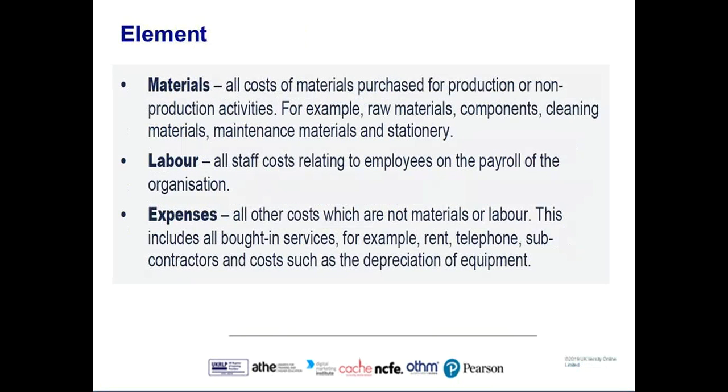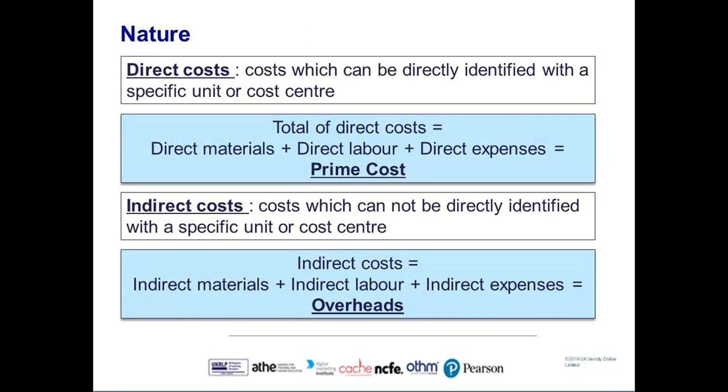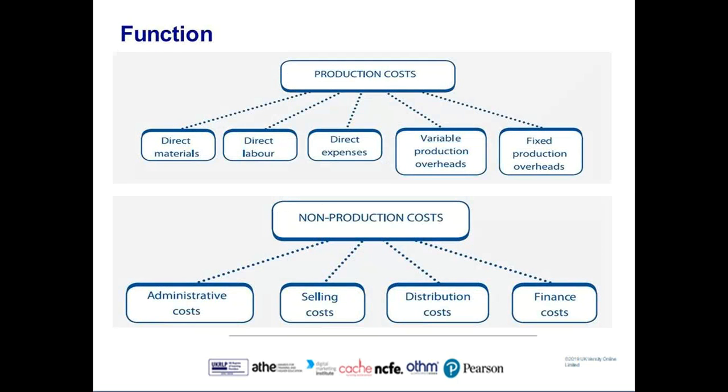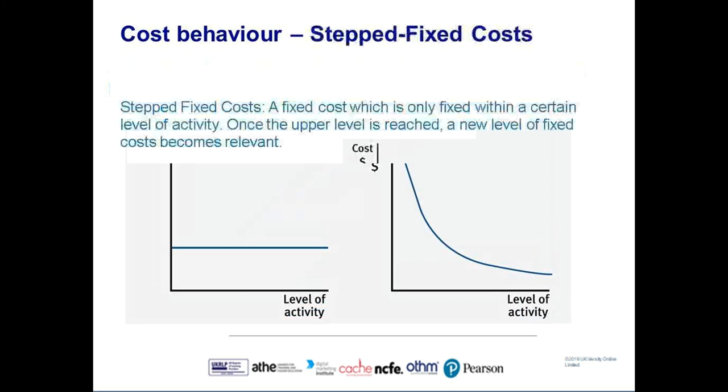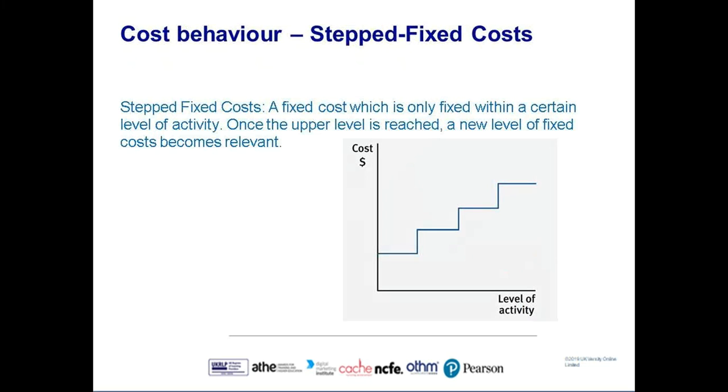So that's what is meant by element: material, labor. Nature: direct, prime and indirect cost come under nature. Function: direct material, direct labor, direct expense, variable, production, non-production, those come under function. Behavior: fixed, variable, and step cost, the cost which changes with the level of output.